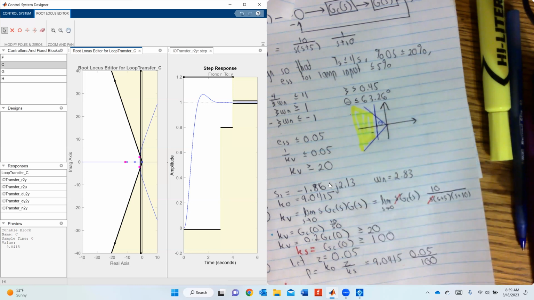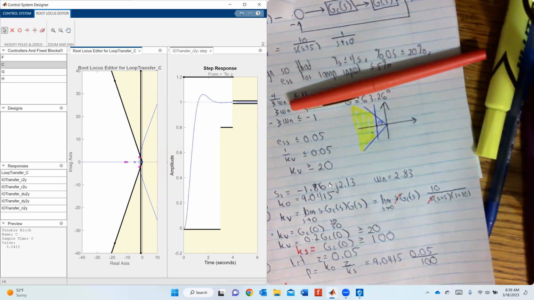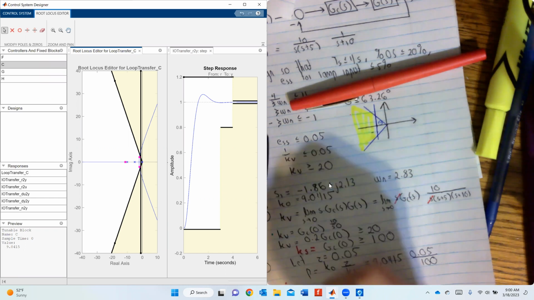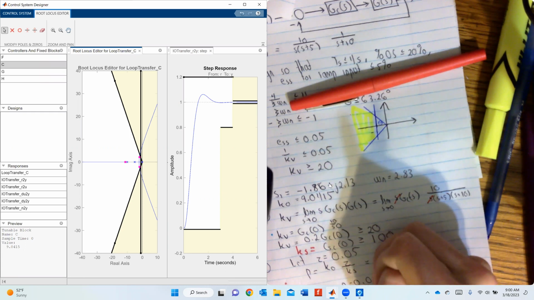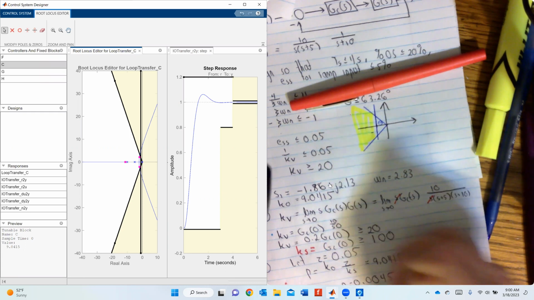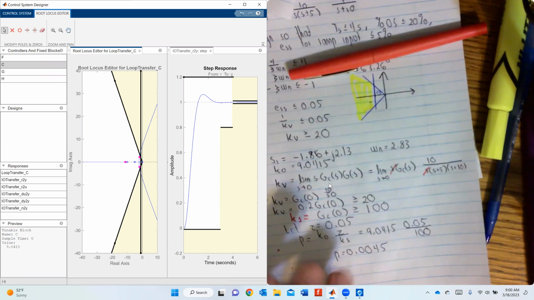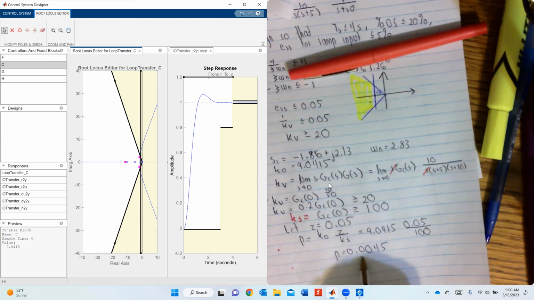Now, knowing this information, I'm going to plug it in. I get 9.0415 times 0.05 divided by 100, and that gives me my pole equal to 0.0045. Notice, my zero comes before my pole, which is the phase lag compensator, so that makes sense.